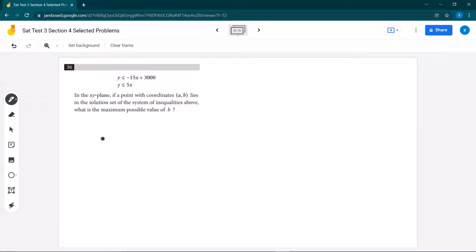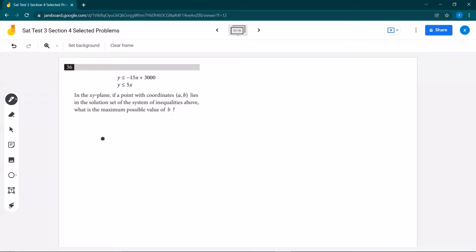All right, let's take a look at 36. We have systems of inequalities, and we're going to try to solve these. In an xy plane, a point with coordinates a comma b lies in the solution set of the inequalities above. We want to find the maximum value of b. What is the largest value of b that allows this solution to be solved? So what's the largest y output?